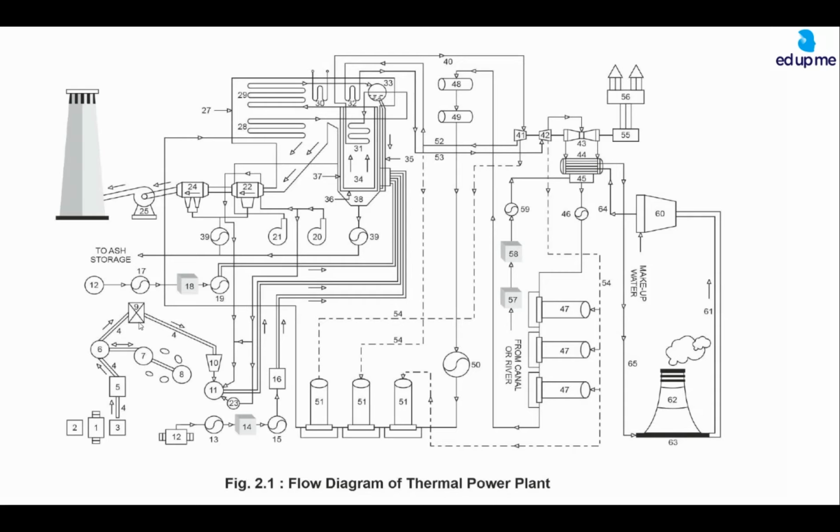We start with the fuel cycle first. So you can see on the left hand corner, the wagon is coming. Number one is the rail wagon. So there will be a train, and one of the wagons is disconnected from the other wagons, and that wagon is brought to the platform of wagon tippler. The complete wagon will be toppled upside down. So number two is the wagon tippler mechanism, and number three is coal hopper.